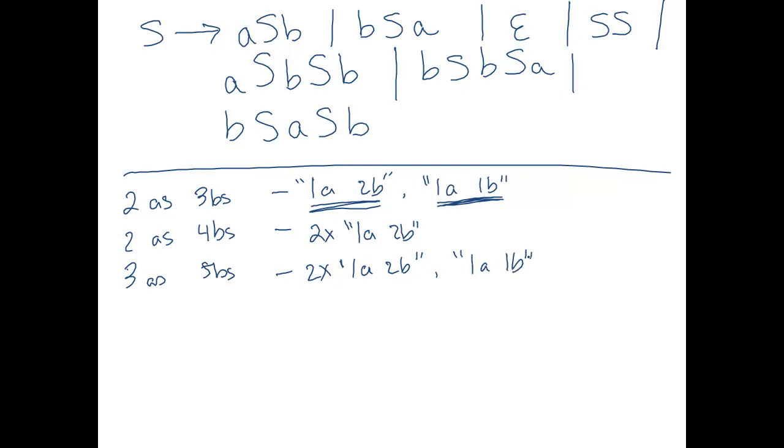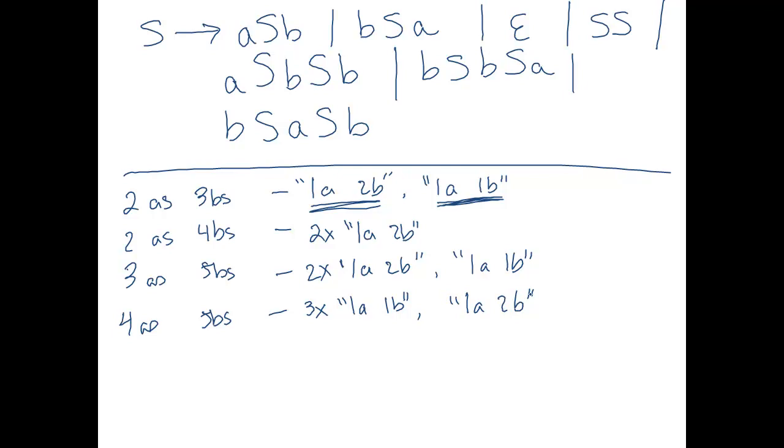Okay, let's just do one more. If I have 4 A's and 5 B's, if I use, how should we do that one? If I use 3 of the rules that give me one A and one B. I now have 3 A's and 3 B's, so I need one more A and 2 B's. Well, I have a rule that gives me that. 1 A and 2 B's.